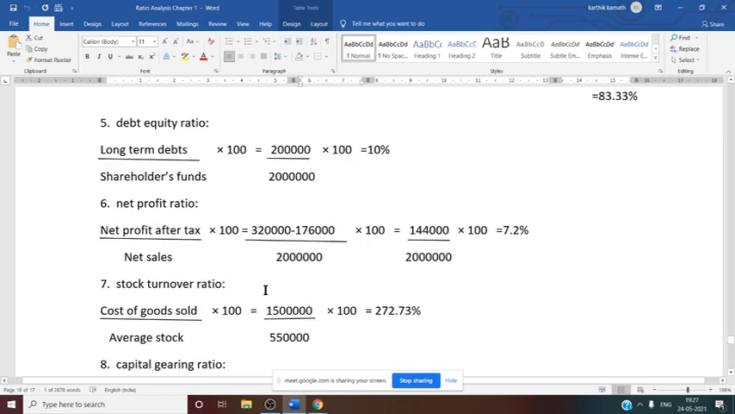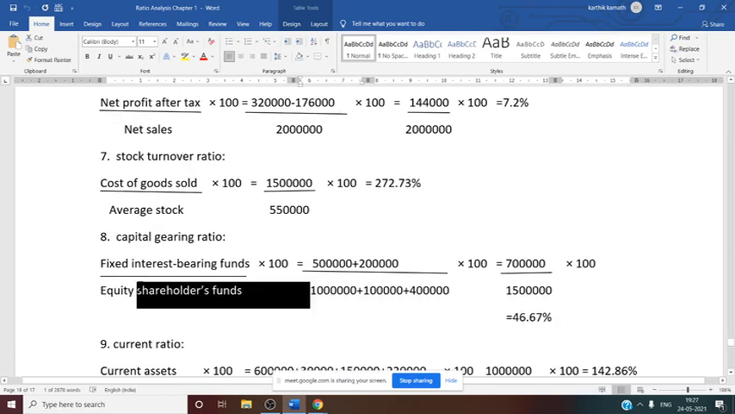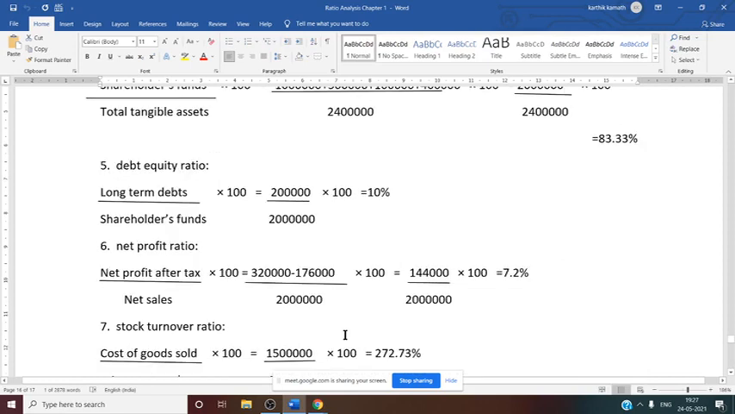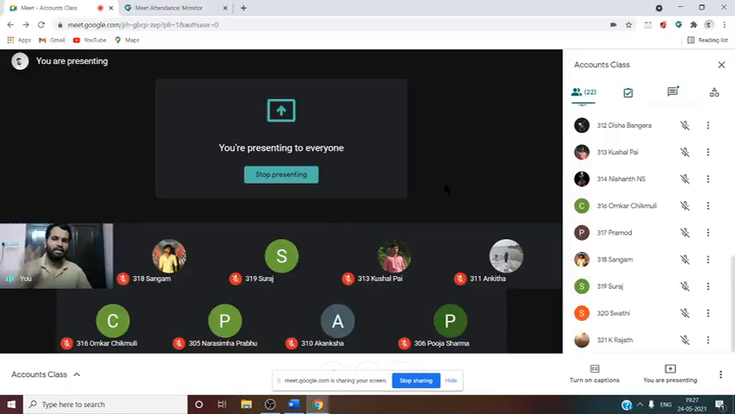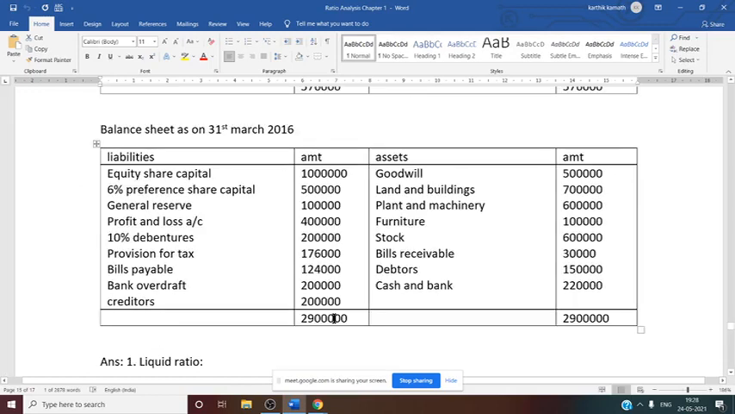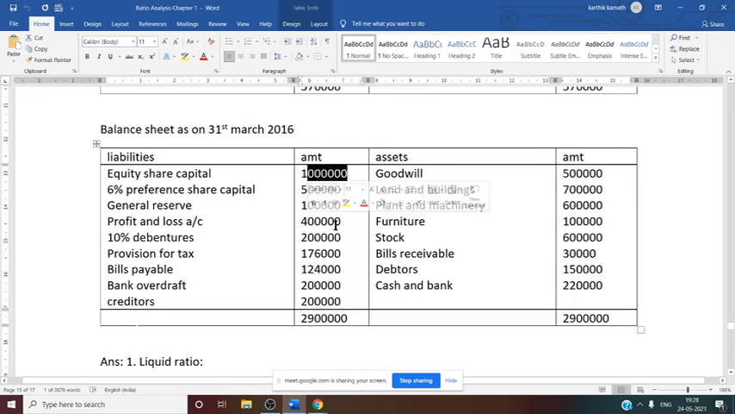Now the denominator, if you see, is equity shareholders' fund. Here they have taken 3 items. Equity shareholders' fund, what all does it include? It excludes preference share capital. Shareholders' fund means equity share capital, preference share capital, reserves and surplus, profit and loss account. Now they want equity shareholders' fund. Equity shareholders' fund doesn't involve preference share capital, that is common sense. So only 3 items excluding preference share capital, that is equity share capital, reserves and surplus, and profit and loss account only. So let us see that. See this here, equity share capital is 10 lakh, profit and loss account is 4 lakh, general reserve 1 lakh.